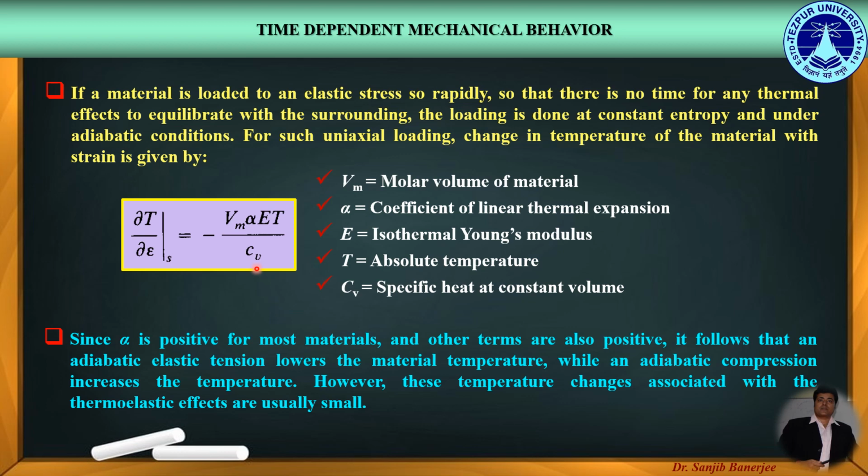Now, in this equation, since alpha is positive for most materials and the other terms are also positive, it indicates that an adiabatic elastic tension actually decreases the material temperature, while an adiabatic compression increases the temperature. However, these temperature changes associated with the thermoelastic effects are usually very small.